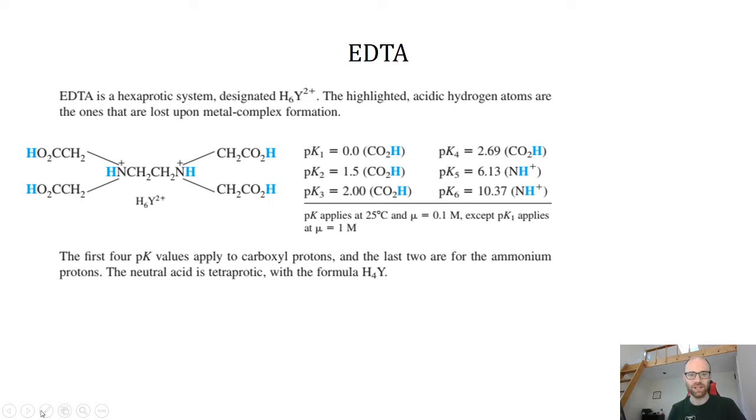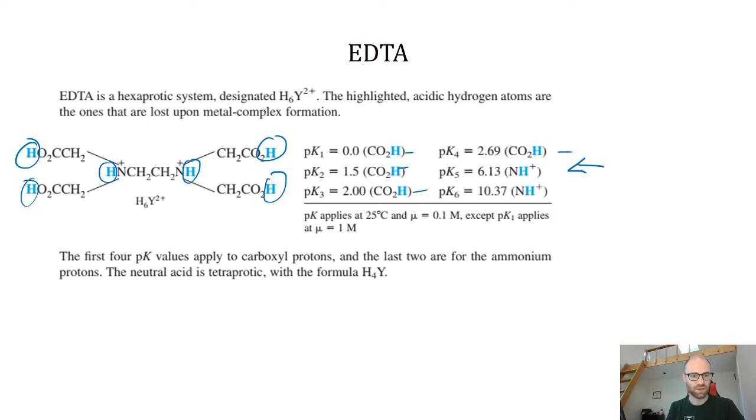to draw the structure. It is designated with a Y to represent the rest of the molecule, everything that isn't an acidic hydrogen atom. But the six forms, the six ionizable hydrogens are shown, highlighted here. And then there are the corresponding pK values. As you can see, the first four values correspond to the outer carboxyl groups, and the fifth and the sixth refer to the ammonium groups. All of them do get lost.